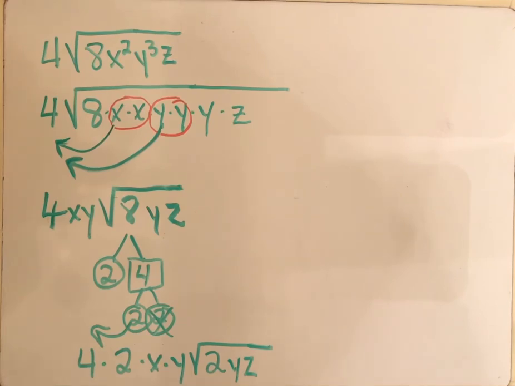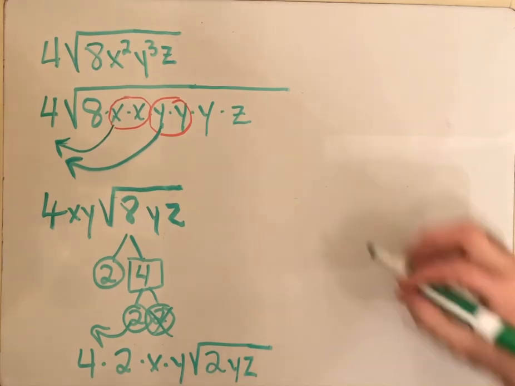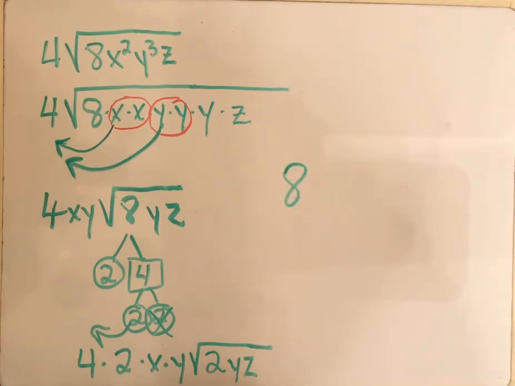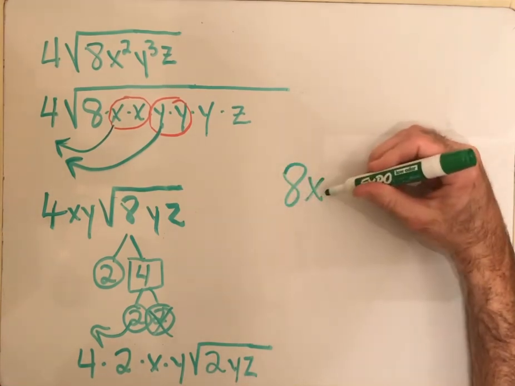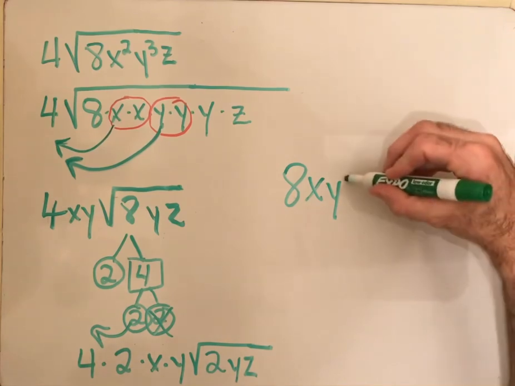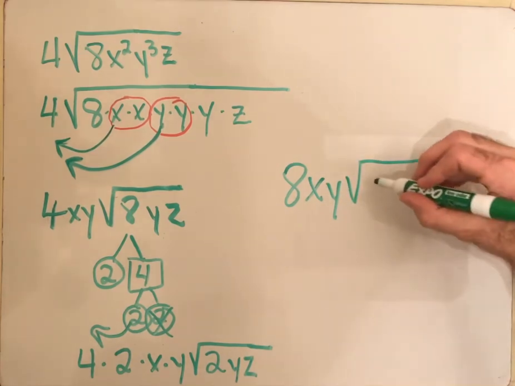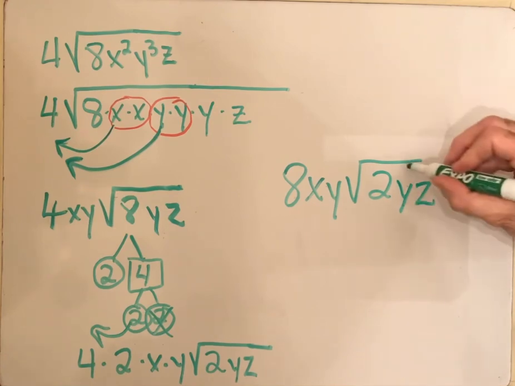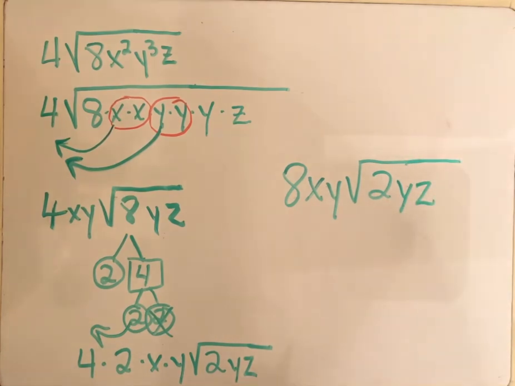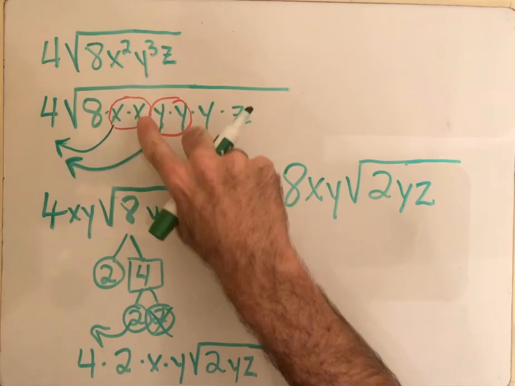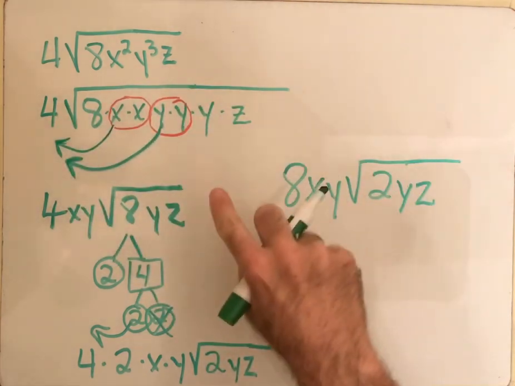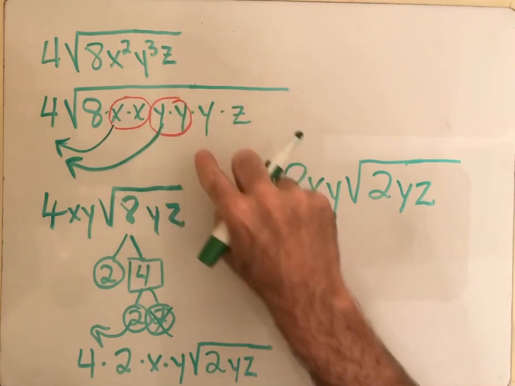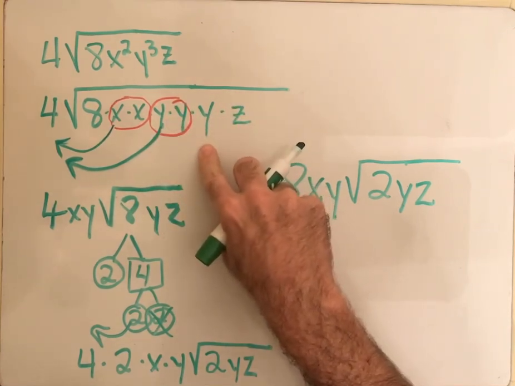Okay, so the last step here is we're going to simplify. So we got 4 times 2 is 8. Okay, xy times the square root of 2yz. Okay, so again, x squared, pull one out, get rid of the other one. Y cubed, we have 3 y's, pull one out, get rid of the other one. We still have one left over that stays inside.